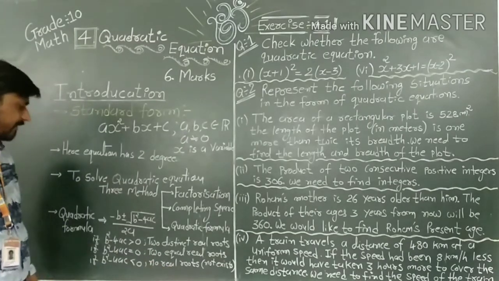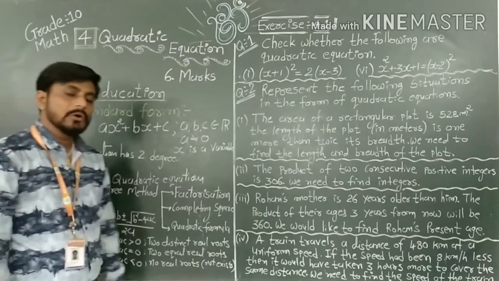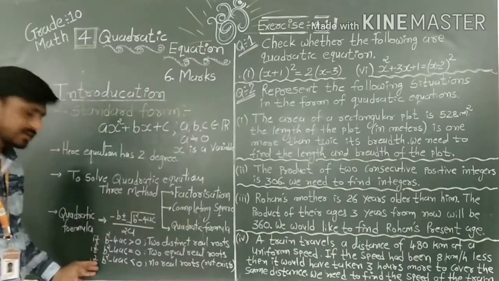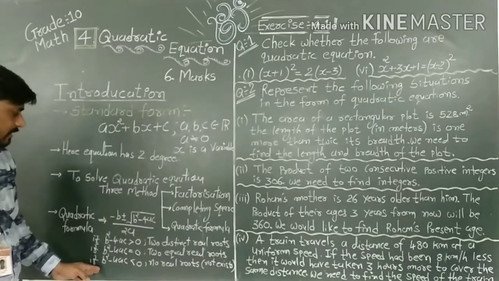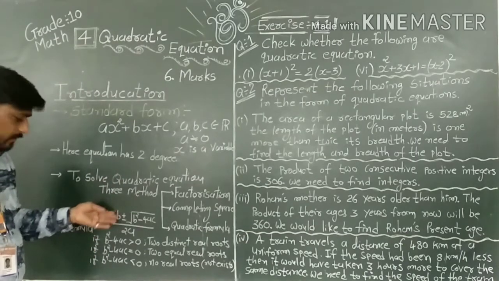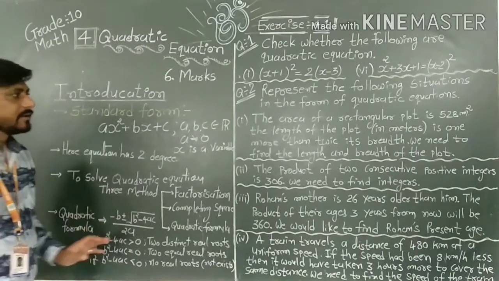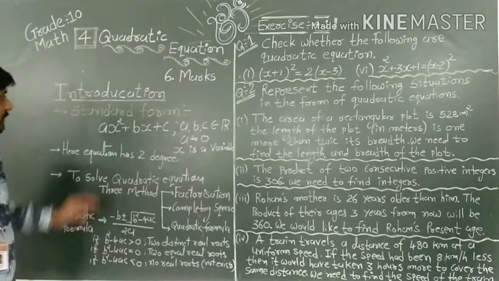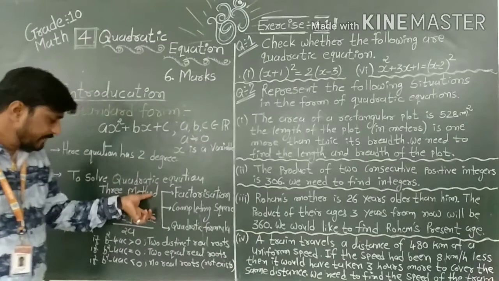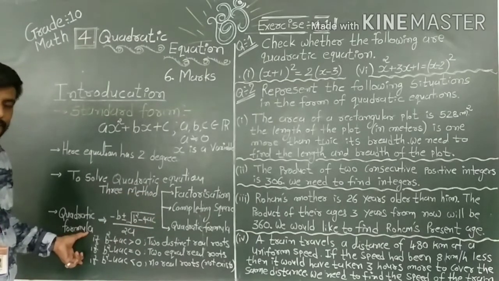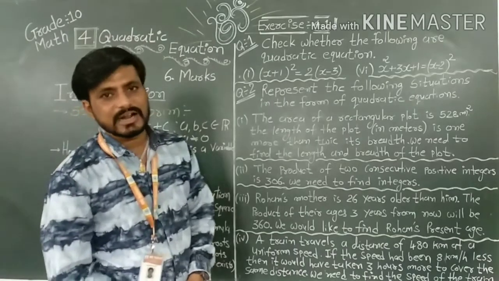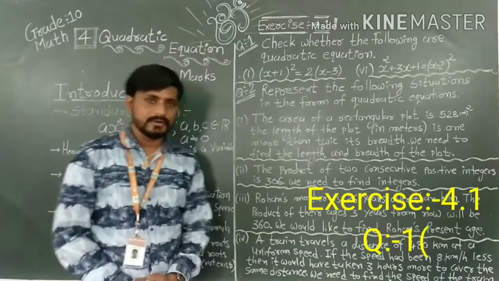Sometimes in the final exam, in an MCQ, there is a question according to these 3 conditions. Further on, we will talk about what the quadratic formula is and what the conditions are. But today, only observe this is the standard form, degree 2. There are 3 methods and 3 conditions. Now, without wasting our time, let's start exercise number 4.1.